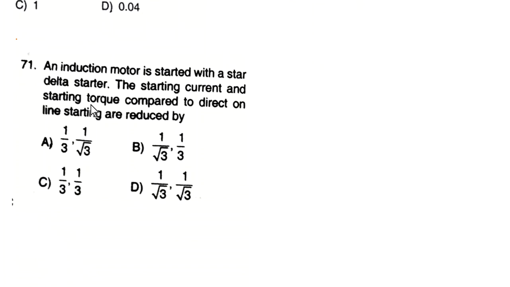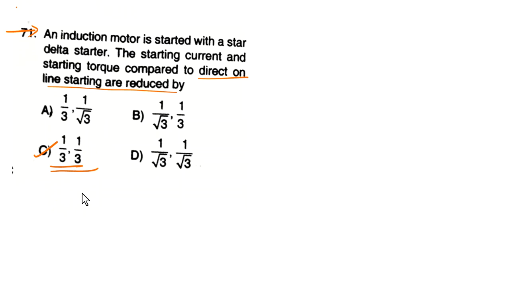And this is also a standard question. An induction motor is started with a star delta starter. The starting current and the starting torque compared to DOL direct online starting are reduced by. So when we are using the DOL starter, the current and the torque is reduced by 1/3 times if you are using a star delta starter. So answer is C, 1/3 times here. Okay.